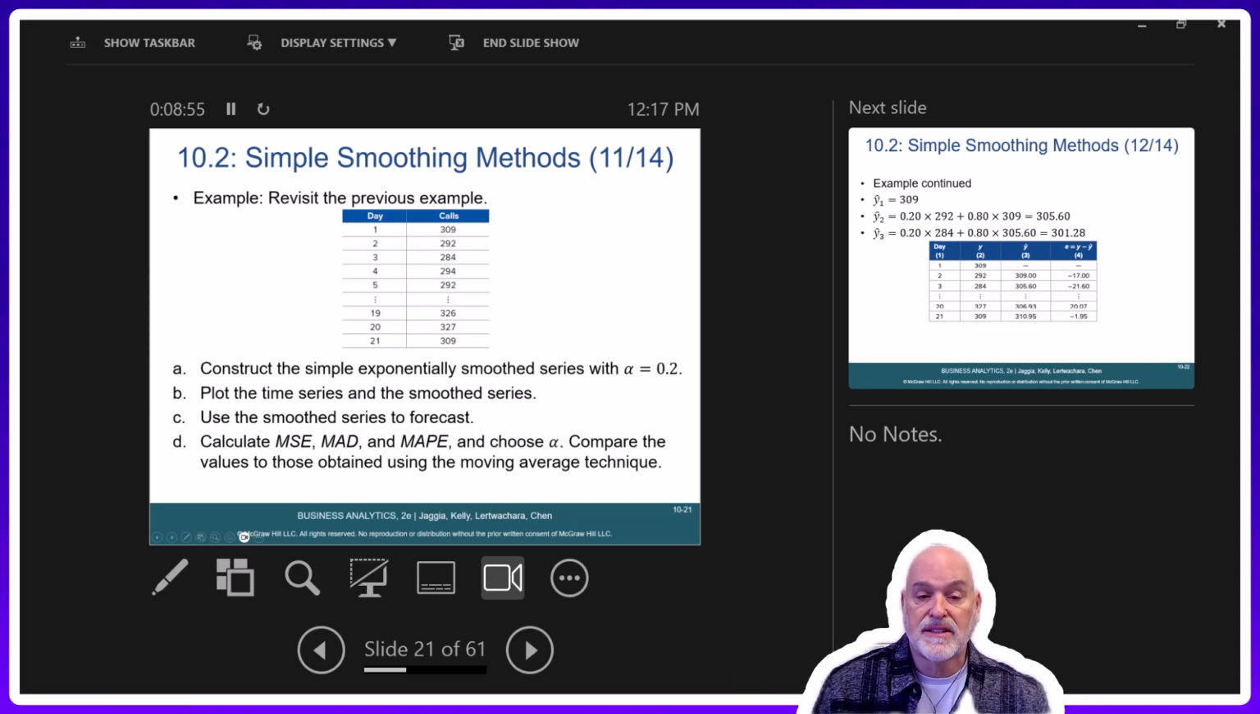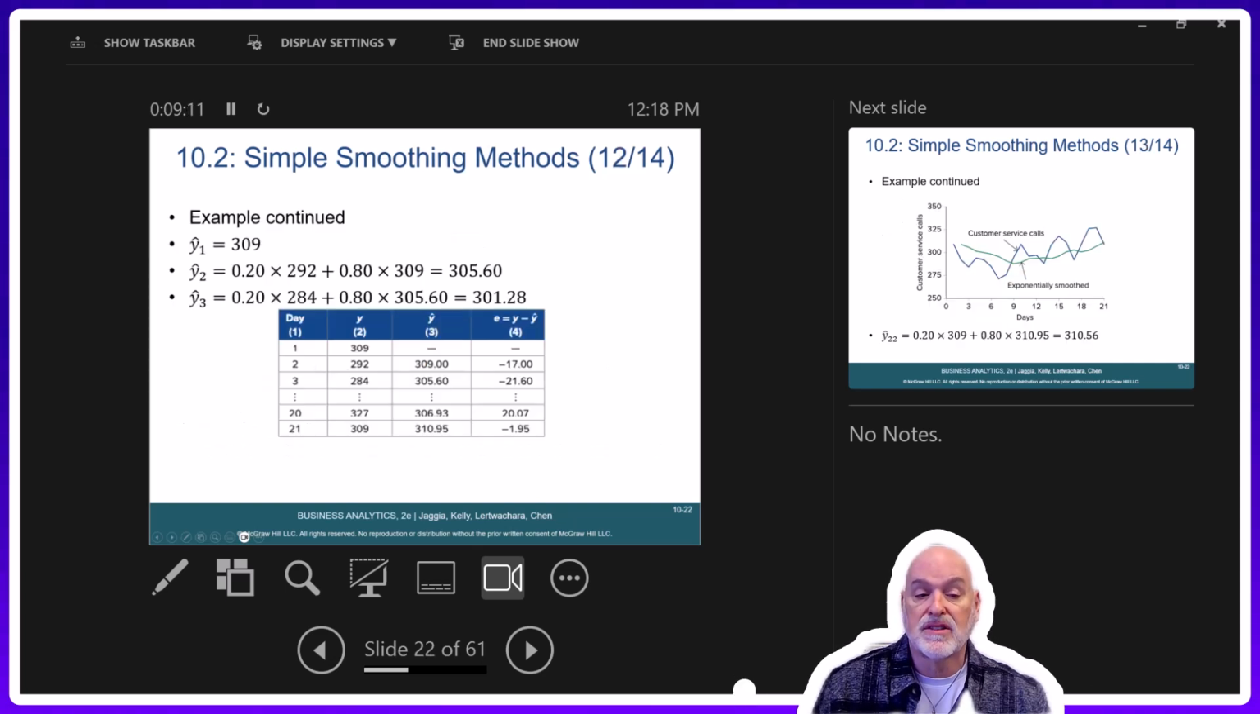So let's revisit the example. These are the days and the calls. Construct the simple exponentially smooth series. Plot the time series, use the smooth series to forecast, calculate the acronyms and choose delta. Compare the values with those obtained using the moving average technique.